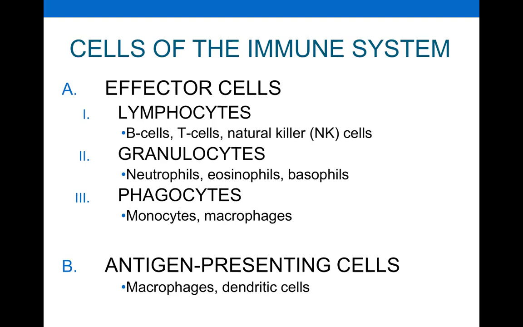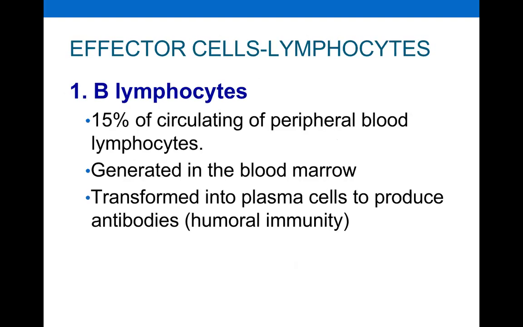First, we have the effector cells, being the lymphocytes. There are two types of lymphocytes. We have the B and the T lymphocytes. Please take note that 15% of circulating lymphocytes in the peripheral blood are your B lymphocytes. They are generated in the bone marrow, and they differentiate into plasma cells to produce antibodies, and this is called humoral immunity.